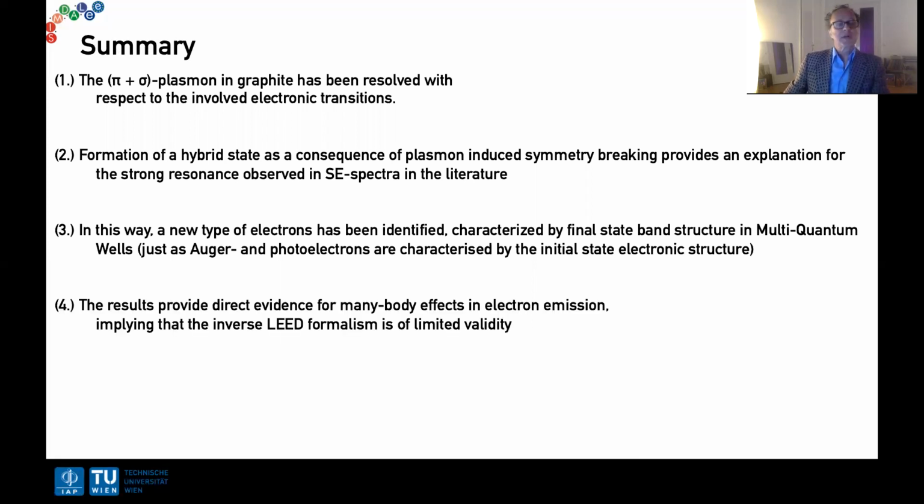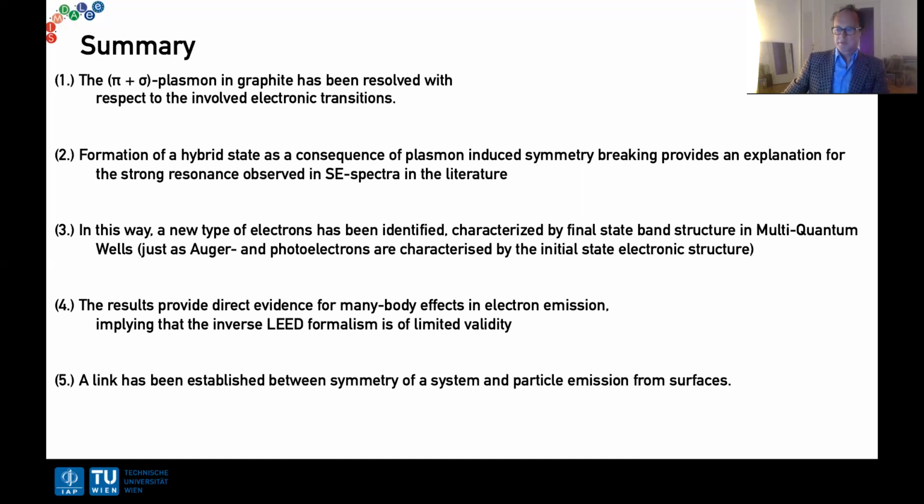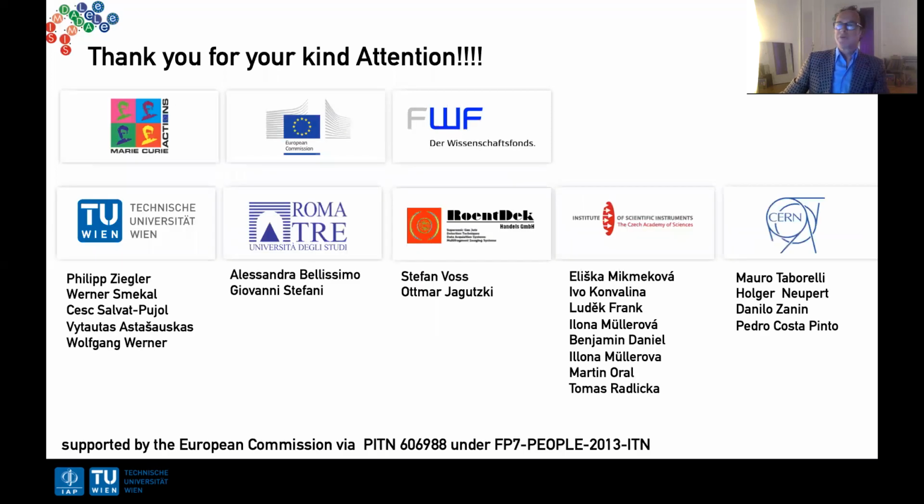The results provide convincing evidence that many-body effects are important in secondary electron emission, which implies that the inverse LEED formalism, which is often used for this purpose, is only of limited validity. And we have established a link between symmetry of a system and particle emission from surfaces. The whole story has been written up in the November issue of Physical Review Letters this year. And with this, I would like to conclude and thank you very much for your attention.